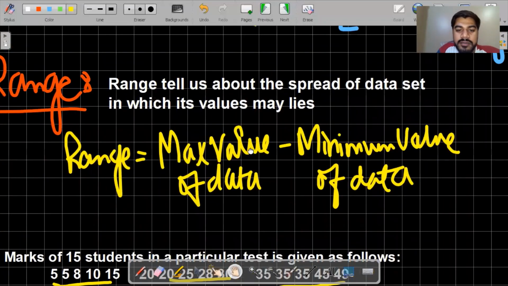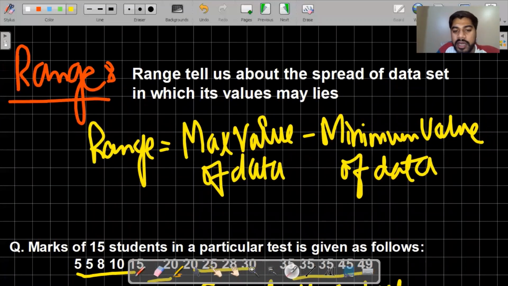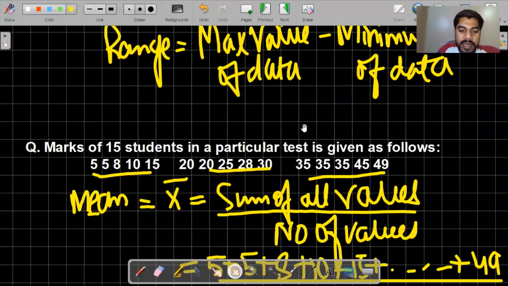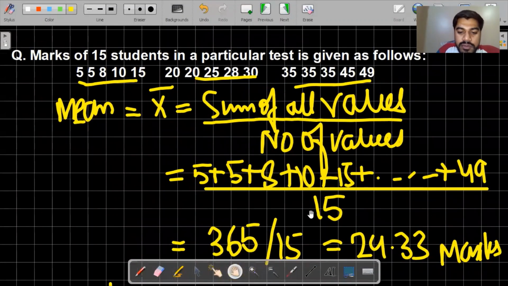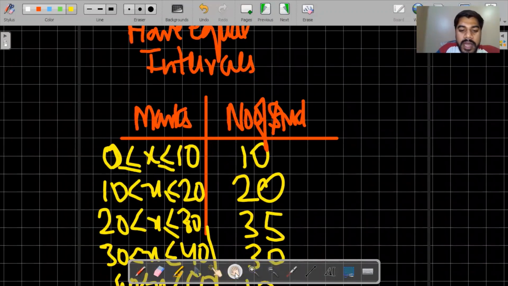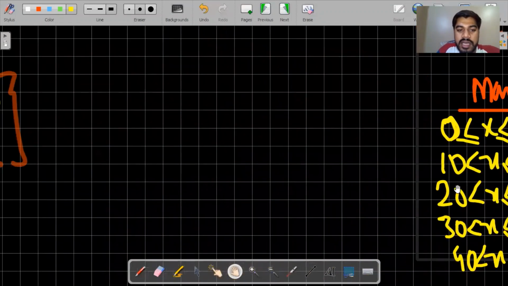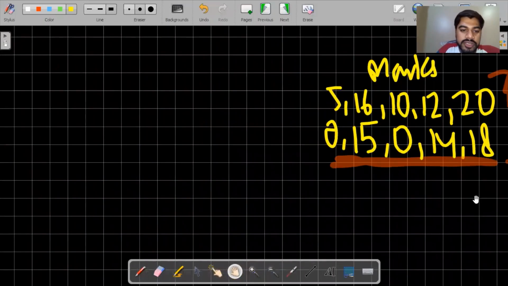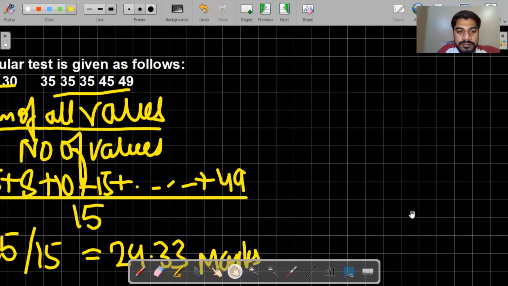So range can be calculated by the maximum value of the data set minus the minimum value of the data set. For finding range, the maximum value in our data is the maximum marks, that is 49 here, and the minimum value in our data set is 5, that's the minimum marks. So maximum value minus minimum value gives us the range for the following condition.